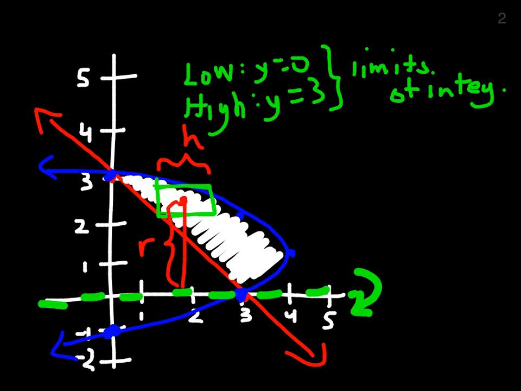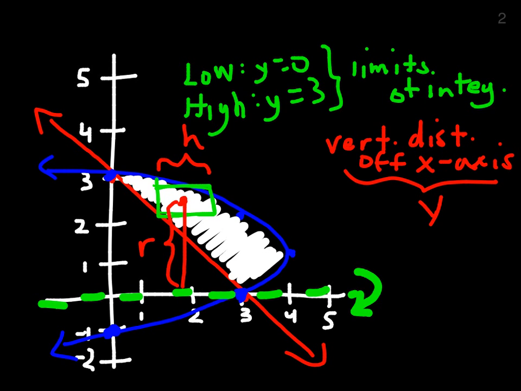Okay, great. Now, when your distance is tied to the x-axis like that, then the vertical distance off the x-axis is y. Vertical distance off the x-axis is y. And since our integral is in terms of y, then we can just leave it like that, and that will be our radius, y.